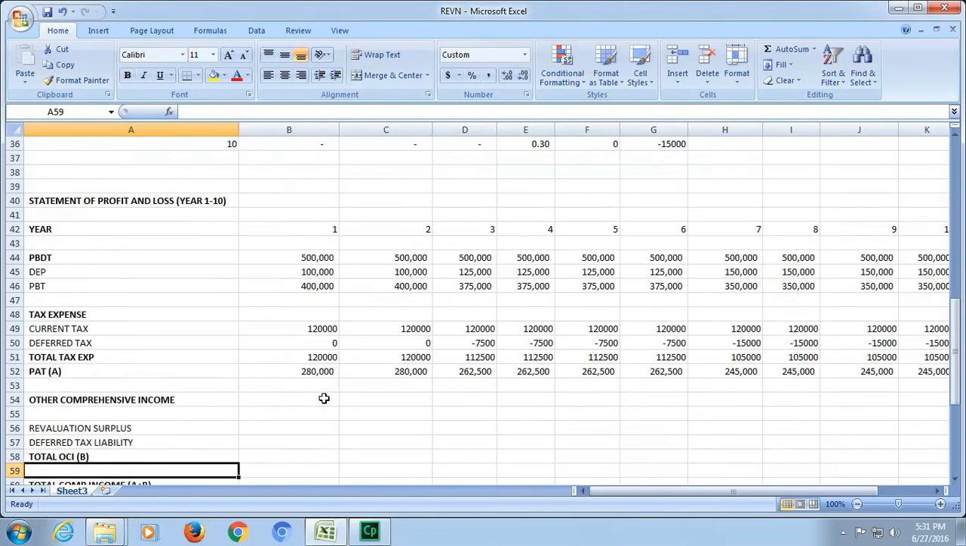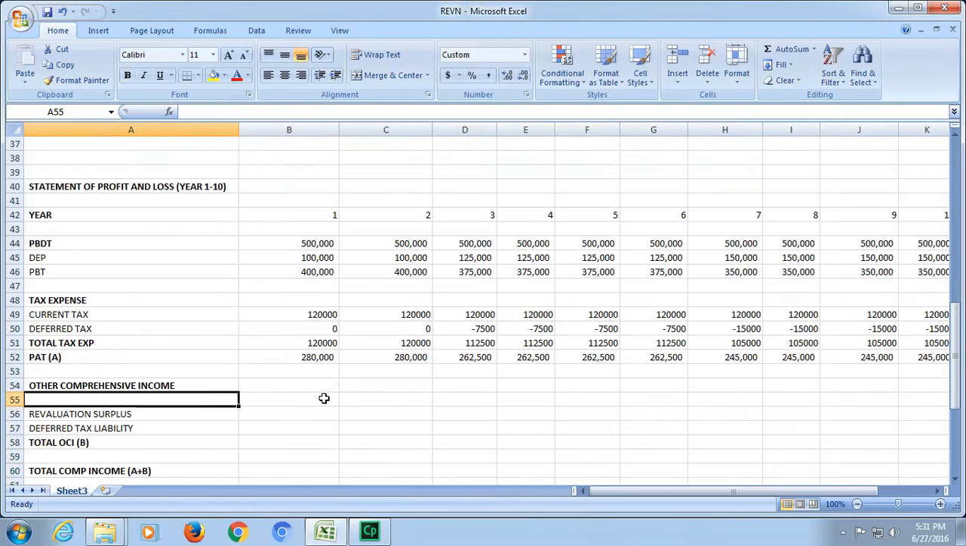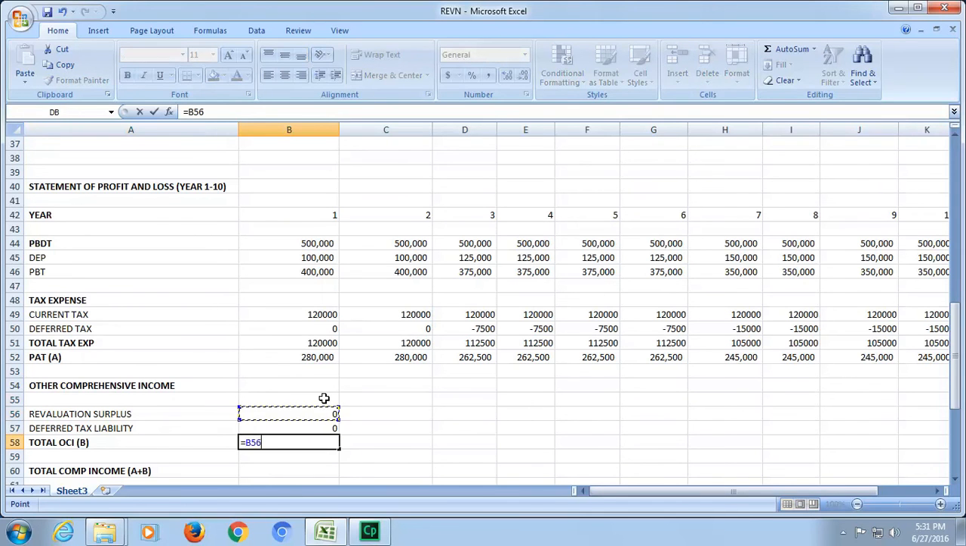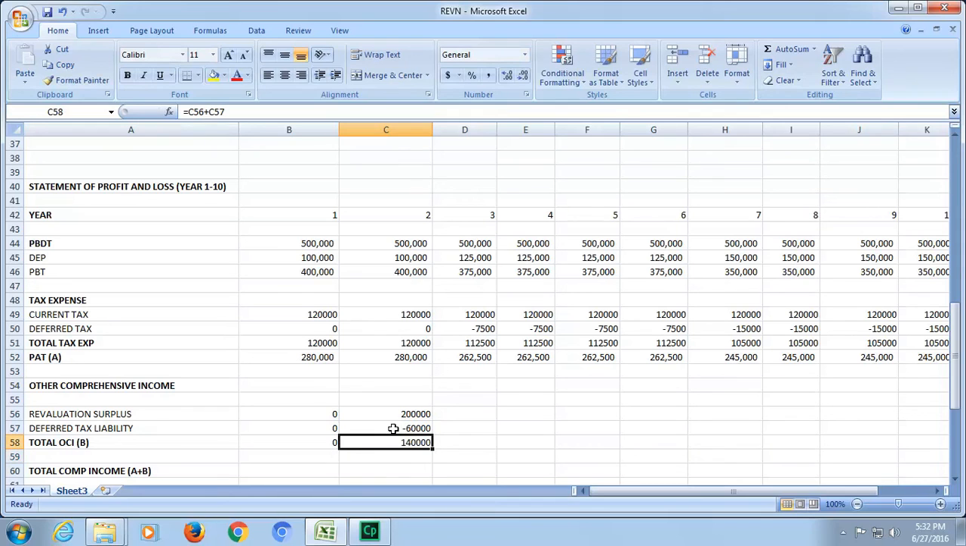Okay. Now we come to the other comprehensive income portion of the P&L account. First year there was no revaluation surplus, there is no deferred tax liability, hence the total is going to be the same, 0. But in second year there was a revaluation surplus of 2 lakh rupees and there was a deferred tax liability of 60,000 rupees. I'll show it as minus, and then I get the total income to be shown in statement showing changes in equity 1,40,000. Here I am passing an entry revaluation surplus account to deferred tax liability account.